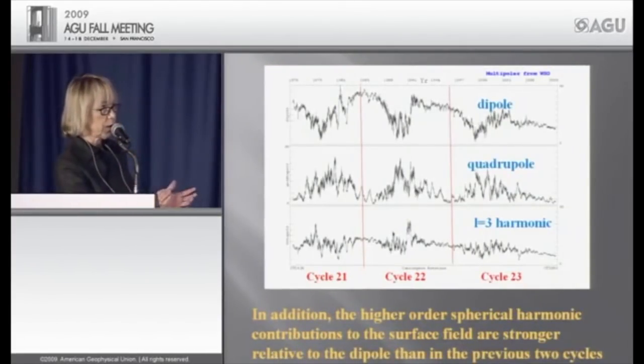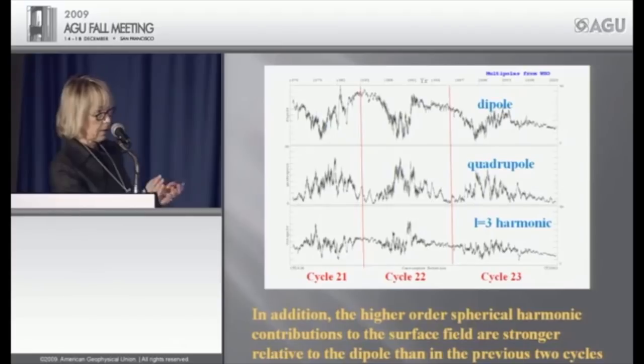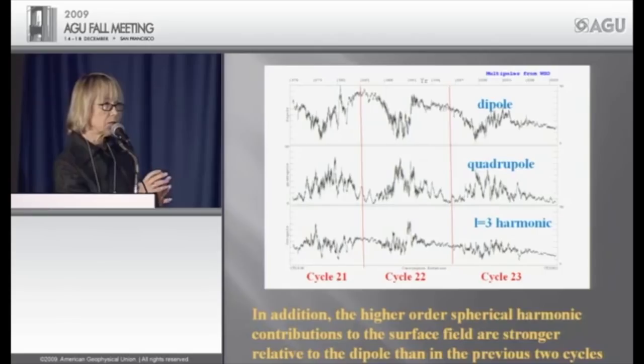And part of the story also is the multipolar content of the current field. The dipolar contribution of the three cycles is shown on the top, quadrupolar and higher order harmonics on the bottom. And what is happening is that the dipolar contribution has decreased to a greater extent relative to the other higher order harmonics this cycle than in previous cycles. So we have a solar field whose largest scales are dominated by somewhat higher order terms than previously.